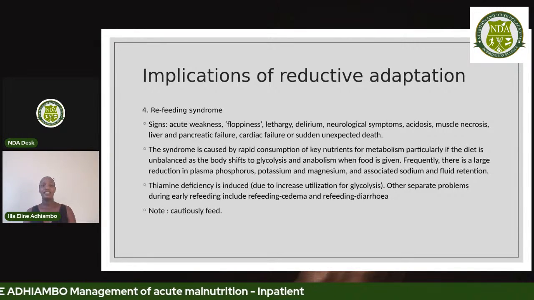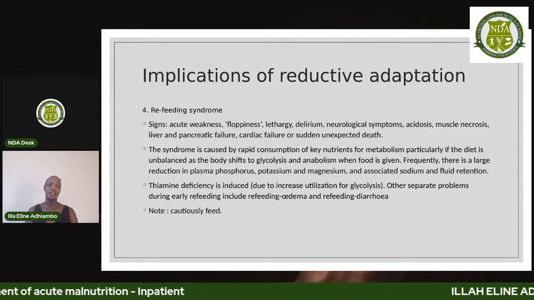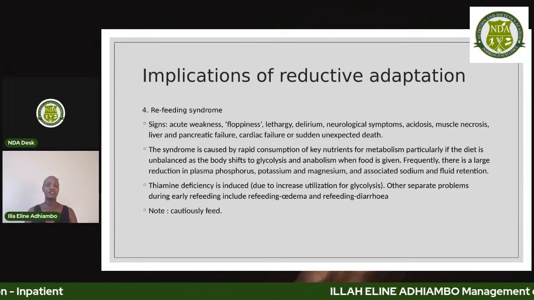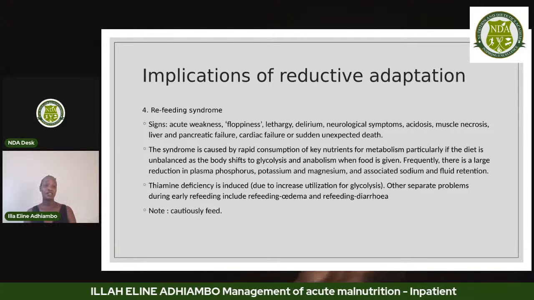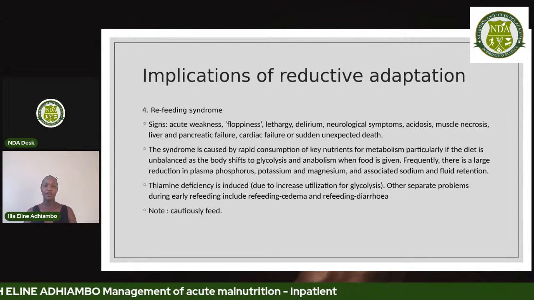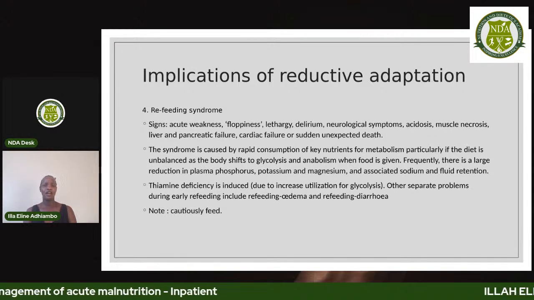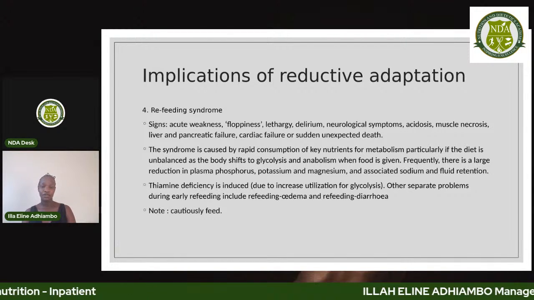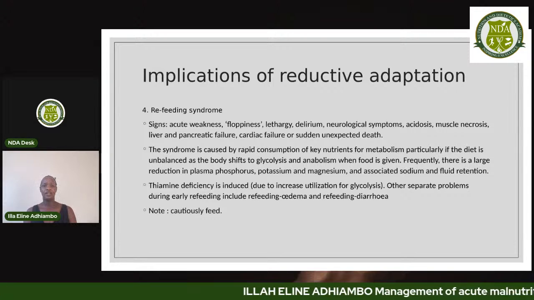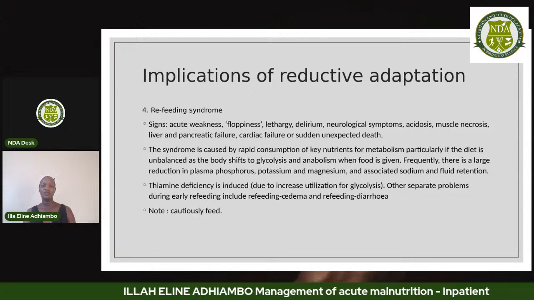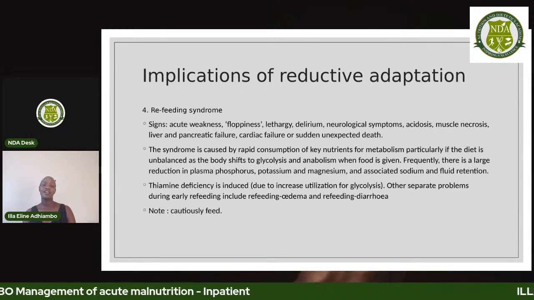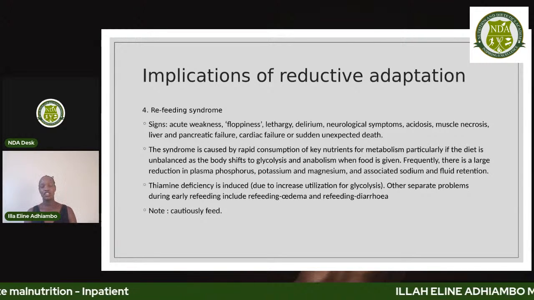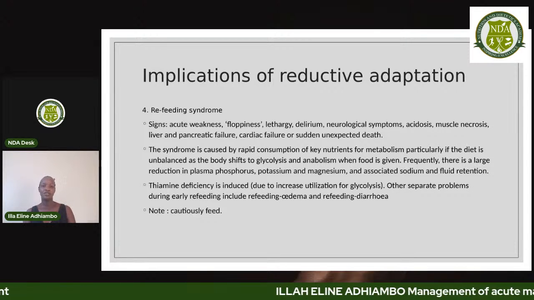We are observing signs like acute weakness, floppiness, lethargy, delirium, neurological symptoms, acidosis, muscle necrosis, liver and pancreatic failure, and cardiac failure or sudden and unexpected death. The syndrome is caused by rapidly consuming key nutrients if the diet is unbalanced and the body shifts to glycolysis and anabolism when food is given. Frequently, there is a large reduction in plasma phosphorus, potassium, and magnesium, and associated sodium and fluid retention.